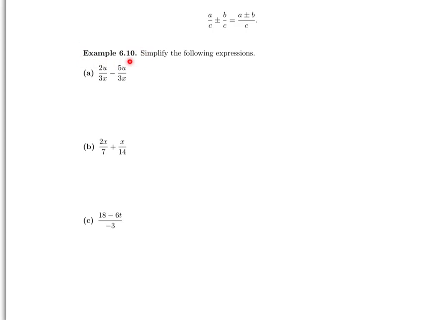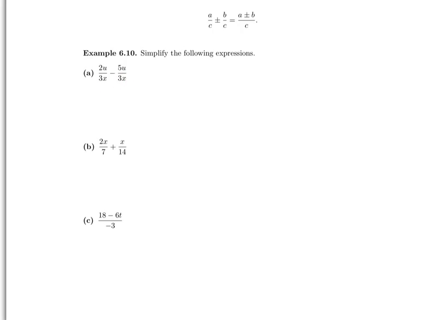Example 6.10. Let's go ahead and simplify the following expressions. All of them involve fractions. So let's start with part A. Notice we're taking the fraction 2u over 3x and subtracting the fraction 5u over 3x. More importantly, notice that the denominators are the same.